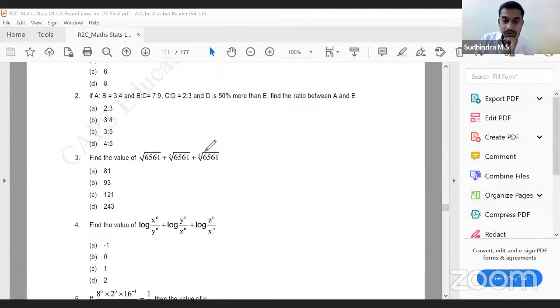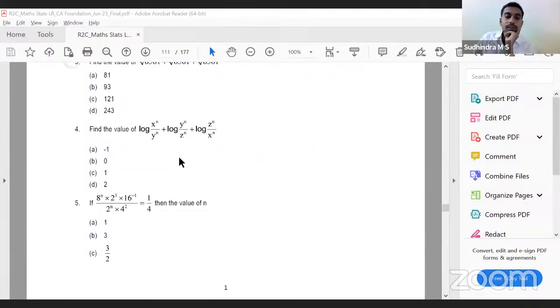Next question. Question number 5. 8 to the power of n into 2 cube into 16 to the power of minus 1 divided by 2 power n into 4 square equals 1 by 4. Value of n. 3 by 2. 3 by 2. Correct answer. Let us try. We'll discuss this.